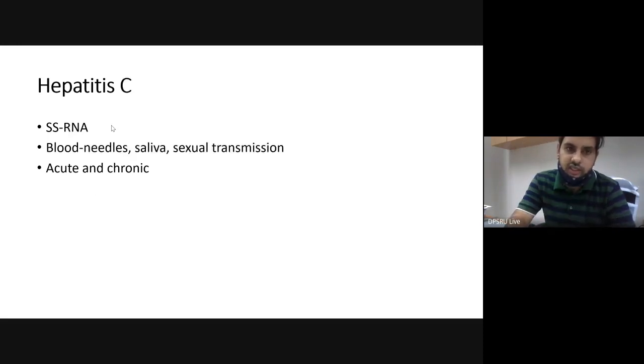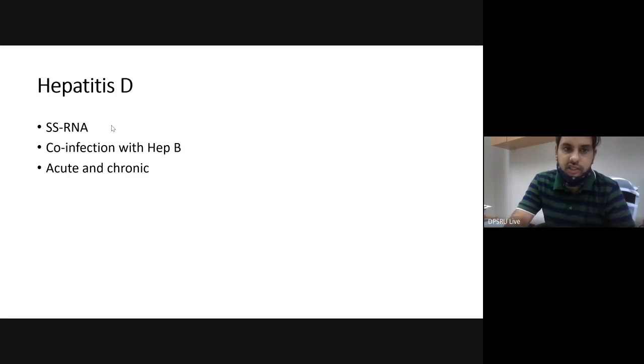Hepatitis C is also a single-stranded RNA virus, and it is transmitted through needles, saliva, and sexual transmission. Needles are used for various purposes, for tattoo purposes also, and if someone is infected and uses the same needle, there is a high risk of developing hepatitis C virus. And it could also result in a chronic hepatitis, right?